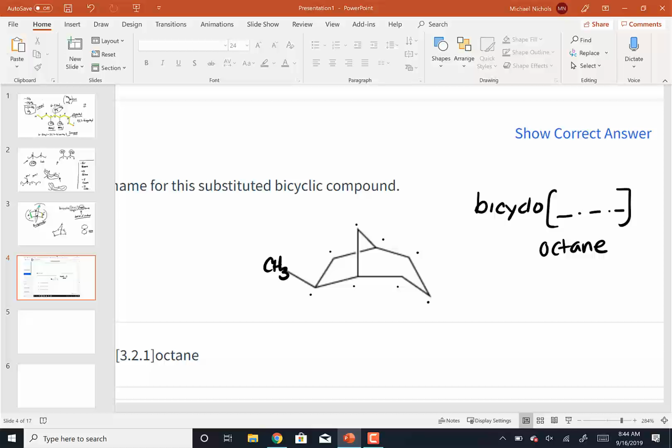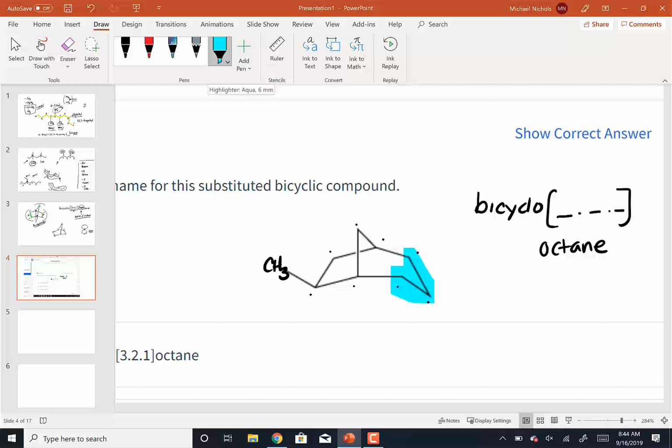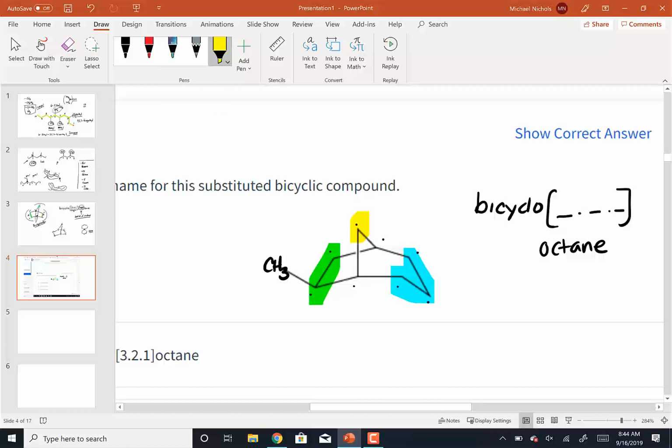Again, if something doesn't make sense, you gotta yell. We okay? So now let's put the numbers in. What are the numbers going to be? It looks to me like I have a 3, a 2, and a 1. So I've got a bicyclo 3, 2, 1 octane. Agreed?